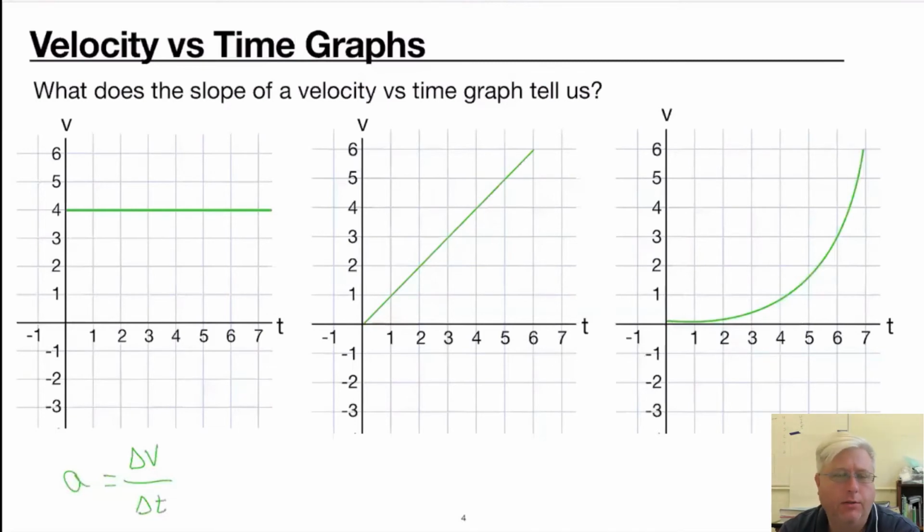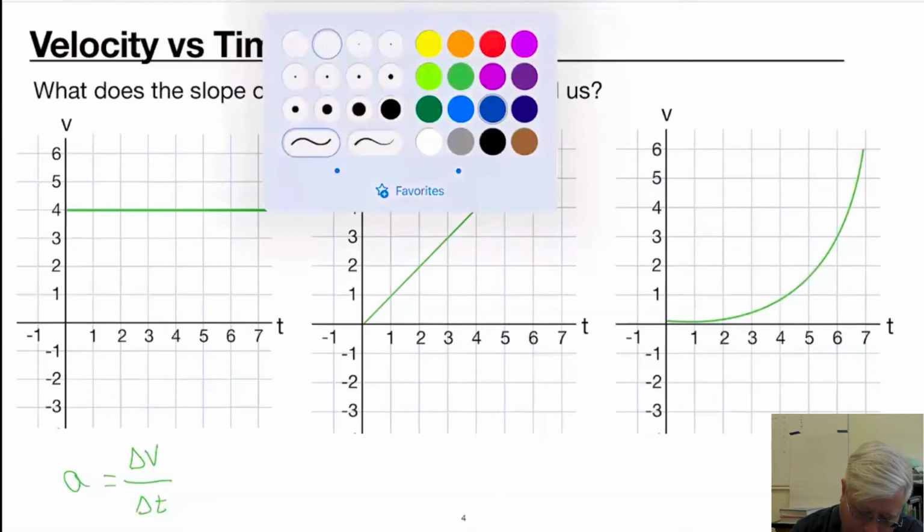And so similar to how we call the position versus time graph, sometimes we refer to it as a velocity graph, we can also refer to velocity time graphs, if we want, as acceleration graphs. So the slope tells us acceleration. And what are the units? Just use a different color for units.